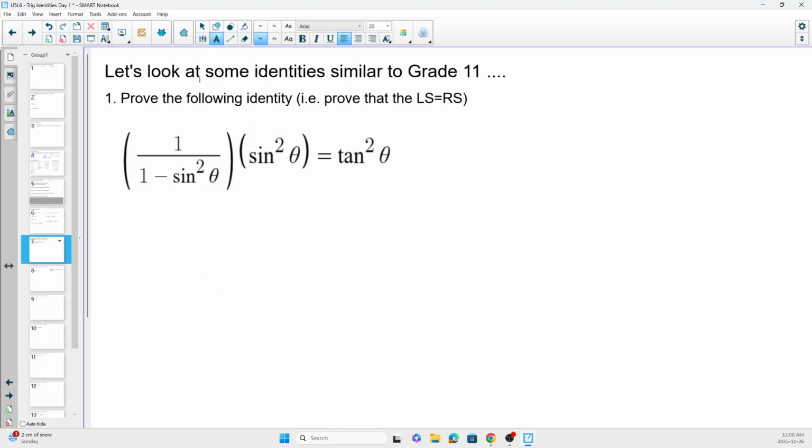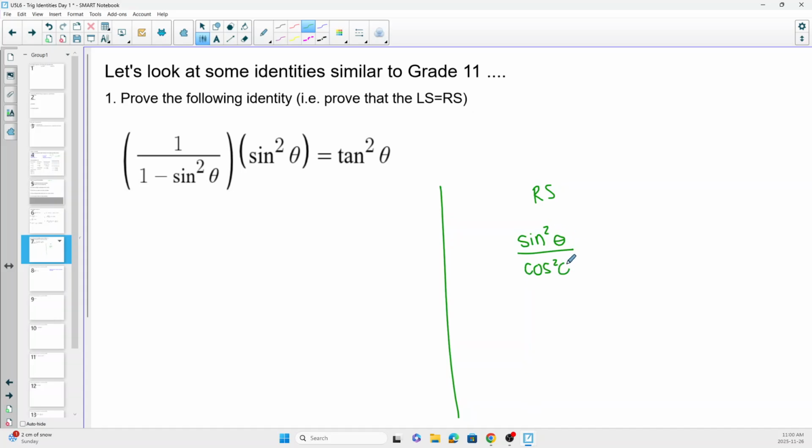Remember that we said we always want to write things in terms of sine and cos if possible. Actually, this one's kind of interesting because we go against that. But okay, let's do this. Let's go on the right side. We have sine squared theta. And why don't we say that that is equivalent to sine squared theta over cos squared theta.